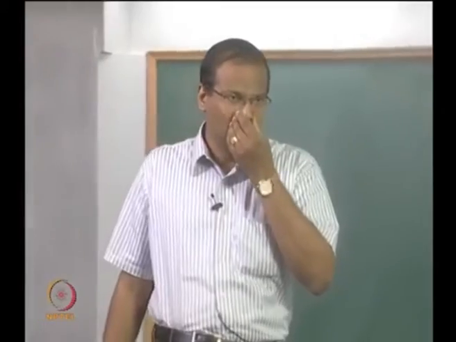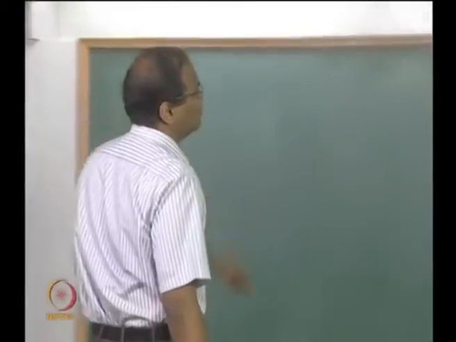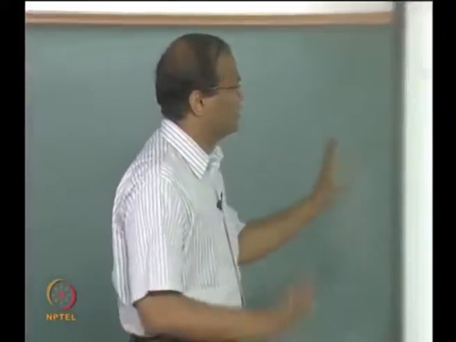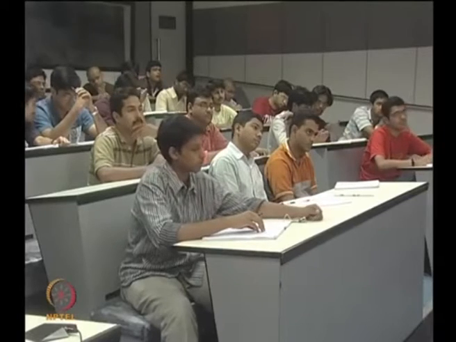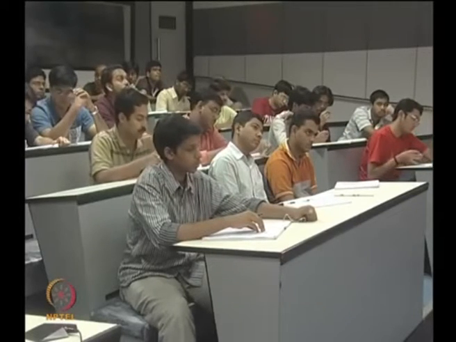Is that okay? So this is the first step. Once a problem is given to you, draw an information flow diagram and identify all the processes, then give the mathematical equations for the various processes, model them, and then you can go in for the simulation. All right? Okay, now we will start with system simulation.